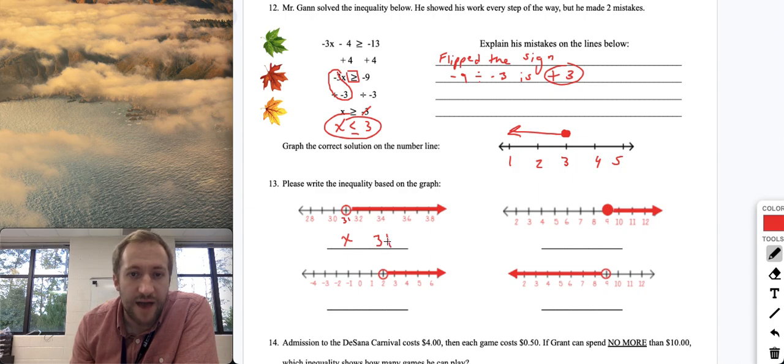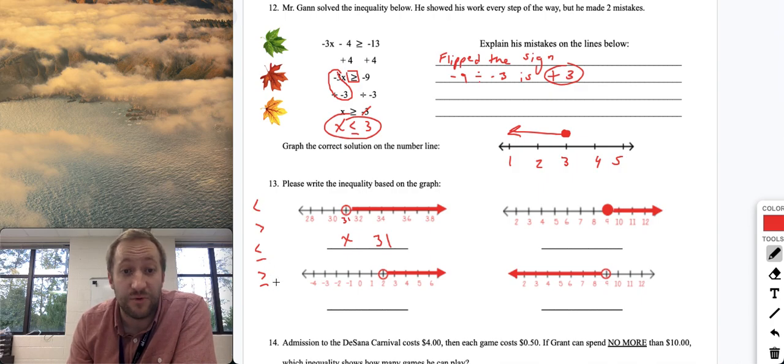So now I have to figure out what kind of symbol am I going to use. I only have 4 choices: less than, greater than, less than or equal to, or greater than or equal to. When the circle is open, I know that there's no equal to. So it's got to be one of these. Now, all my numbers are going to the right. That's saying that all the possible solutions are greater than 31. So x is greater than 31.